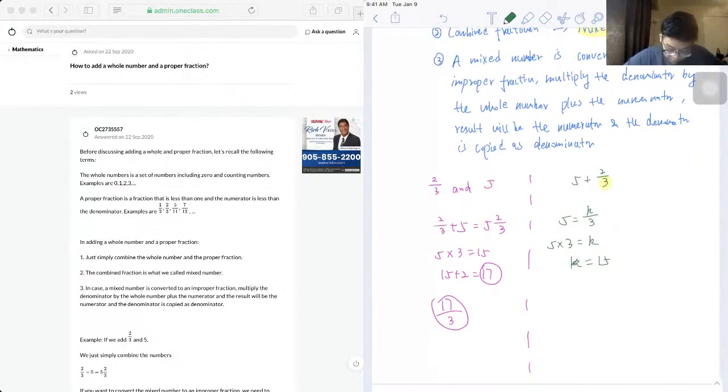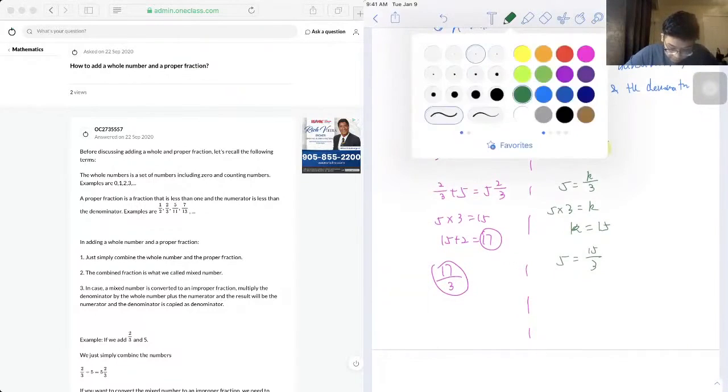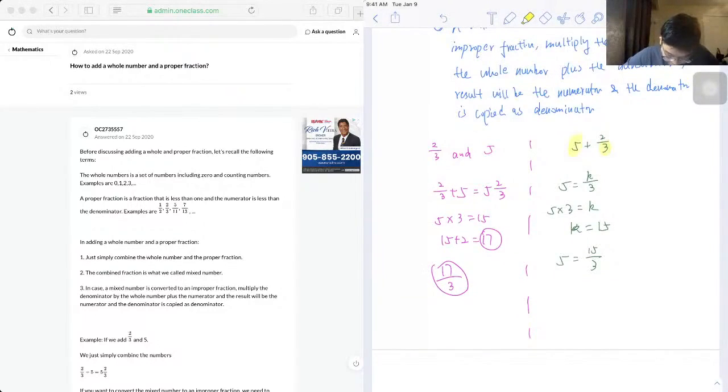So now we convert 5 into 15/3. As you can see, we have 5 here, and also 5 is equal to 15/3. So our question actually converted to 15/3 plus 2/3. Since we have the same denominator, we maintain it as 3, and we do the adding on the numerator, which will be 15 plus 2, and give us 17/3 as our final answer. So either way works.